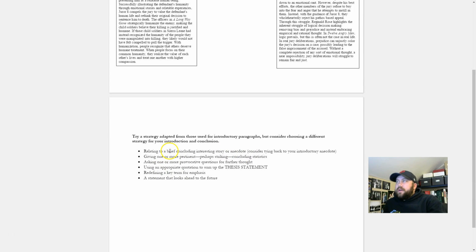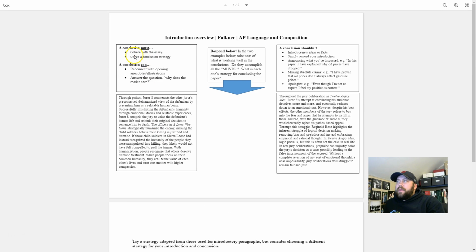Again, what it comes down to here is the basis here. A conclusion must do the following things. Cohere with the essay. It shouldn't feel out of place, and it should utilize a concluding strategy. A conclusion can reconnect with opening anecdotes and illustrations. So in that introduction we just looked at, the conclusion could link back to that historical example.